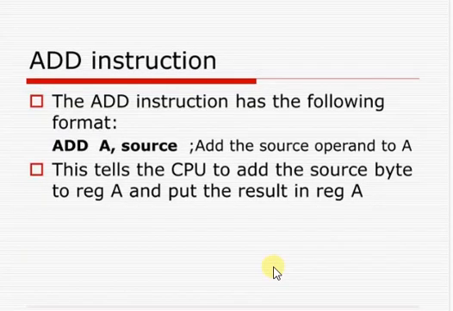Coming to the add instruction. The add instruction has the following format: add A, source. Add the source operand to A. This tells the CPU to add the source byte to register A and put the result in A. Add the contents of A plus source, and the result is again stored in A.